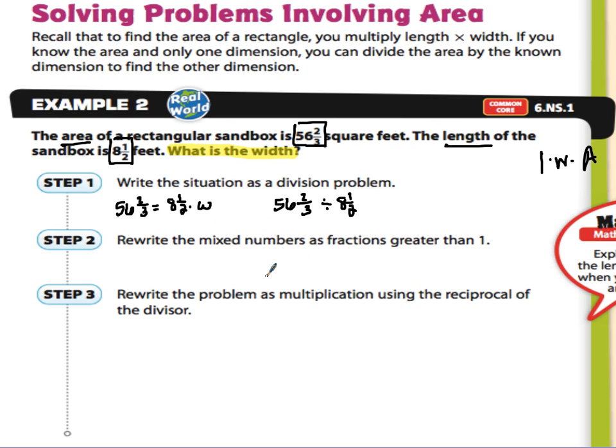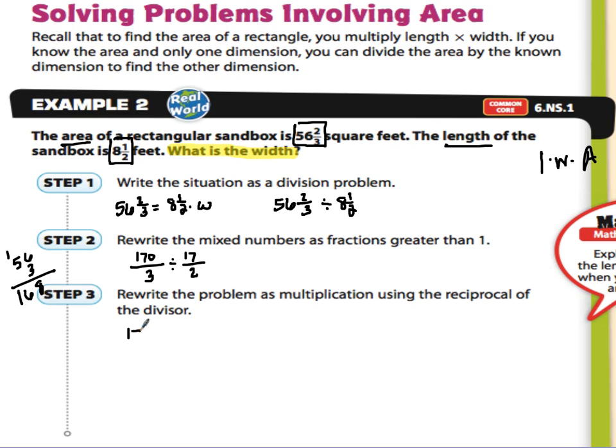Okay, so again, I'm going to rewrite them as improper fractions. So in this case, I have to do 56 groups of 3, which is a lot. So I'm going to do it off to the side just to make sure I do it correctly. 6 times 3 is 18, carry the 1. 5 times 3 is 15, plus 1 is 16. So 168 plus 2 is 170 over 3. And then I'm dividing that by 8 times 2 is 16, plus 1 is 17 over 2.